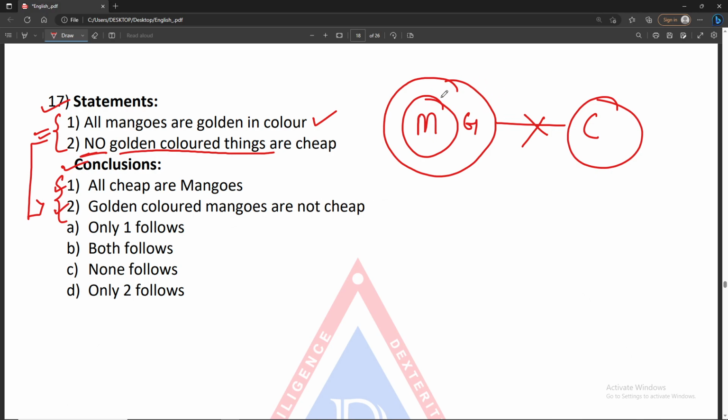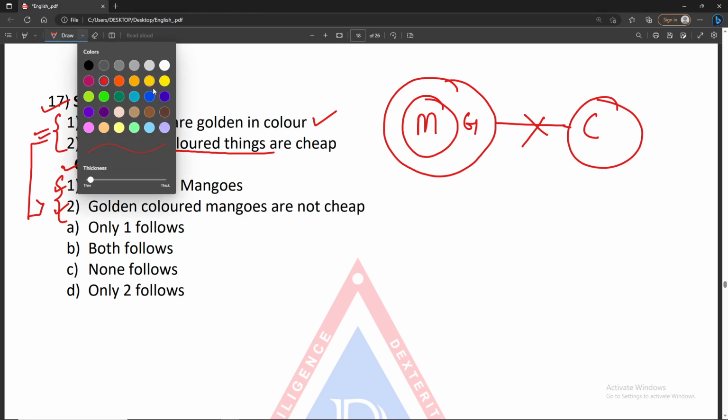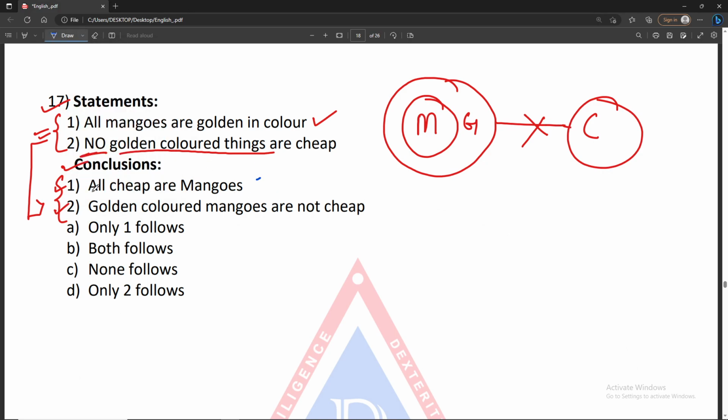Okay, no portion of golden is cheap. So that means no portion of mango is also cheap. So what is the conclusion? All cheap are mangoes. Does that follow? No, it cannot, because all the golden are not cheap. So all cheap are not mangoes. So the first conclusion is wrong.